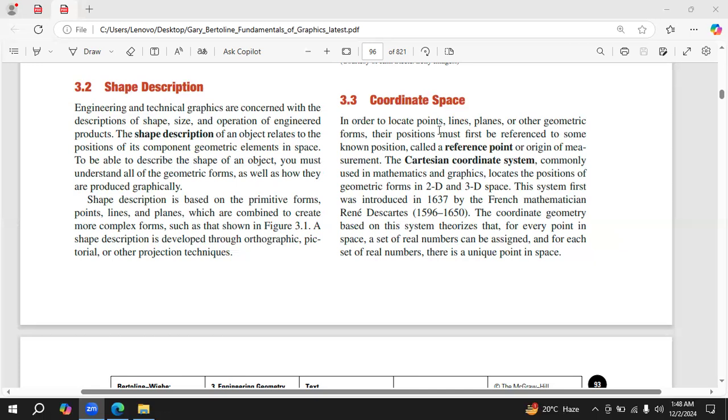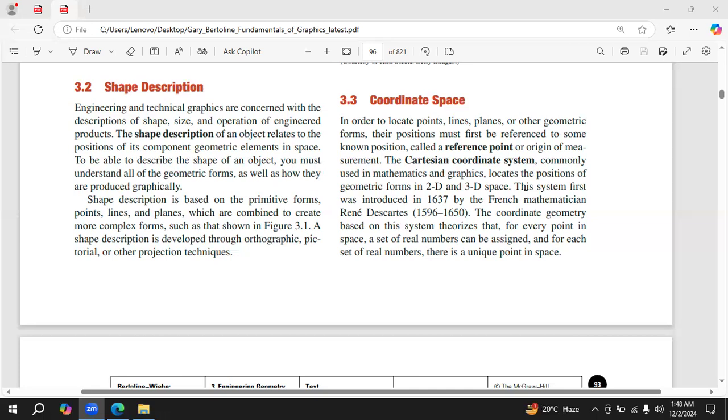because in order to locate points for a line, plane, or any other geometric form, their position, especially the initial position, must be referenced to some known position, that is, as I mentioned, known as a reference point, or some say it is the origin point. After that step, whatever you do or whatever geometric construction you make, you work using that reference point.